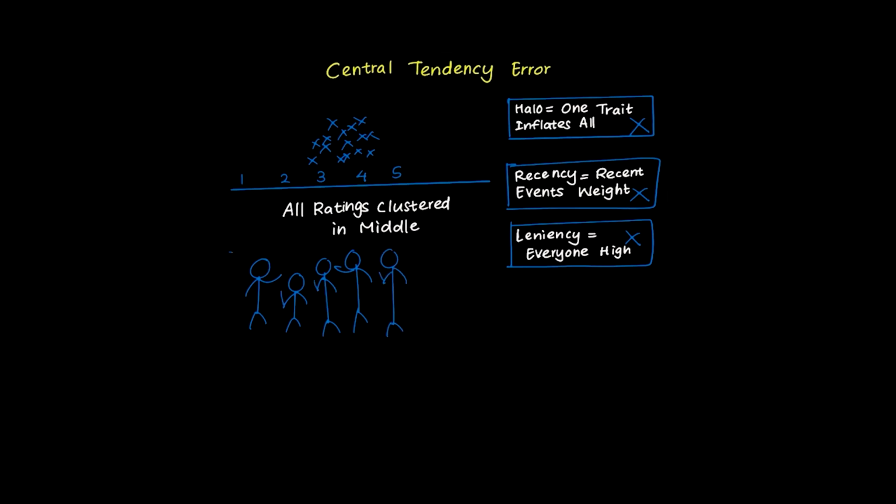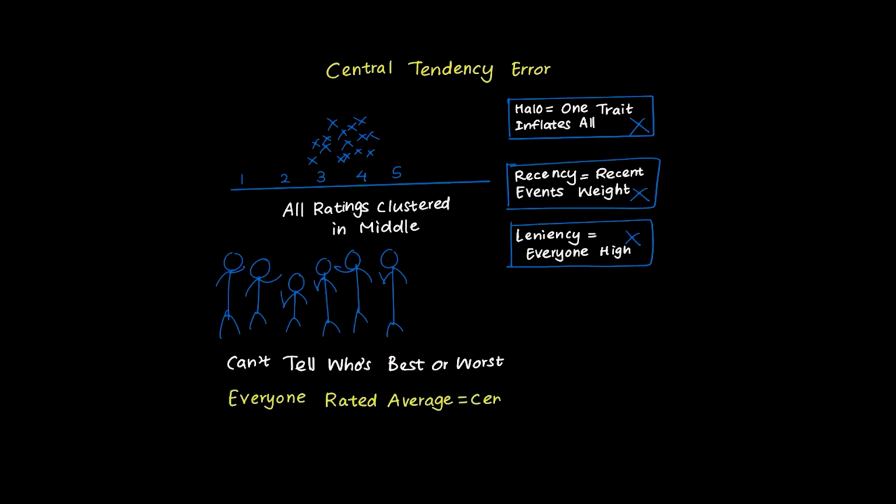Here's a WGU D351 OA exam tip for you. All average ratings, avoids extremes, or no distinction between employees signals central tendency error. Quick recall hook. Everyone rated average equals central tendency.